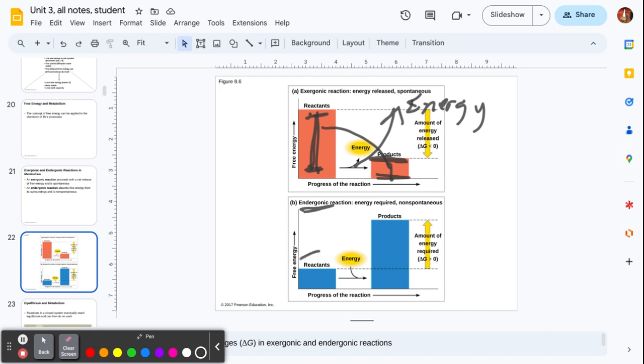Endergonic is you start with it pretty low, and you put energy in, and now it goes from small to large. But I need to put energy in to do that. If you want to build up your muscles, it's going to take energy to do that, right? You have to do some work.